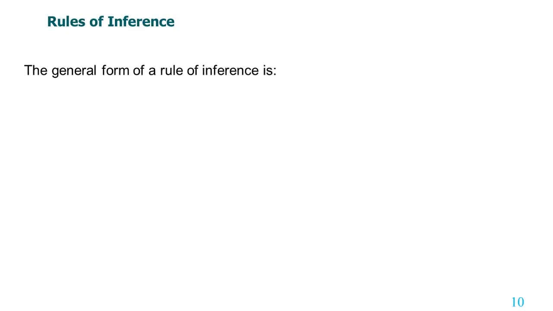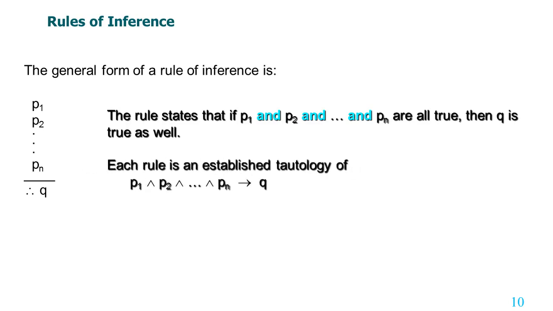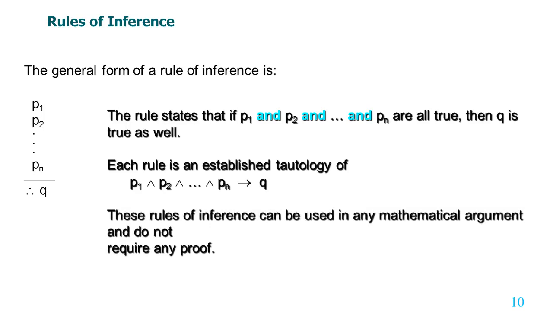Rules of inference. The general form of a rule of inference is P1, P2, and so on. If there are several propositions P1, P2, P3 up to Pn, then there will be a Q, which is the conclusion or inference. The rule states that if P1 and P2 and up to Pn are true, then Q is also true as well. This is a symbolic representation of the propositions. These rules of inference can be used in mathematical arguments and do not require any proof.